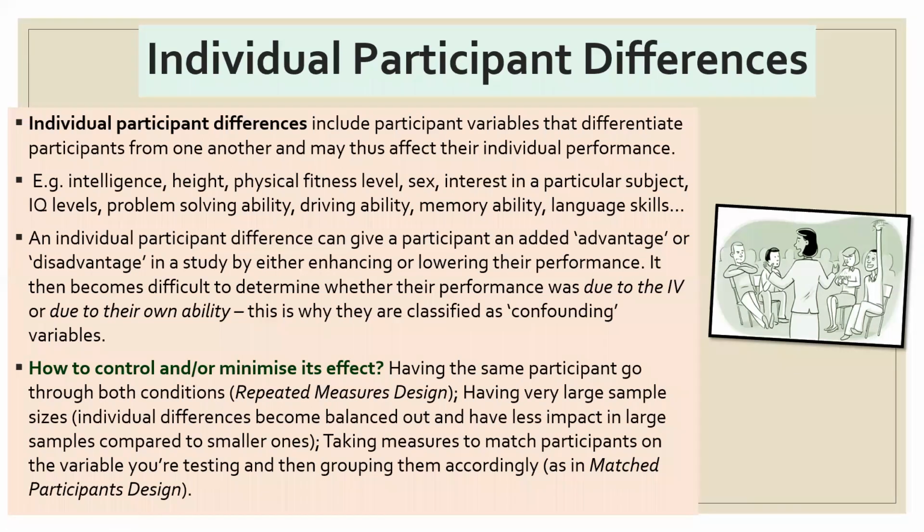Now, individual participant differences refer to participant variables that make one participant different from another and thus affect the individual performance. Now, if all your participants have different characteristics, the problem with that is that they bring something different to the table. And so when they're actually participating in your study, their individual characteristics might take over the influence or the effect of the actual IV that they're being exposed to.